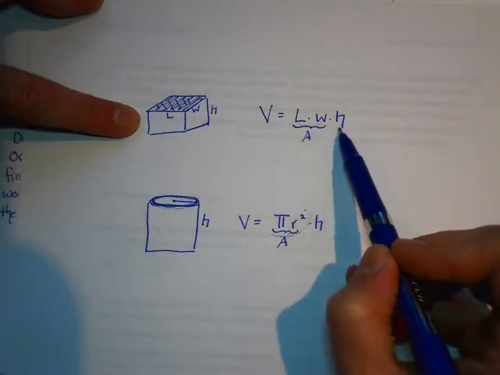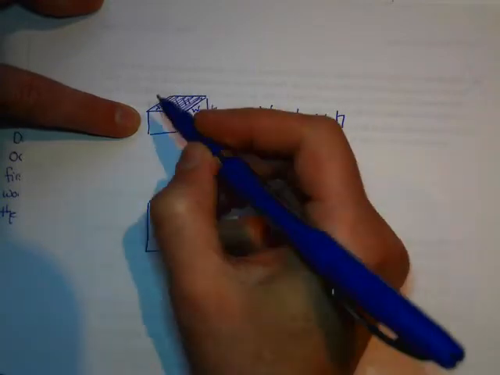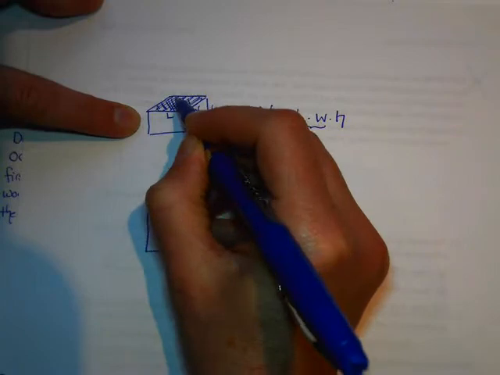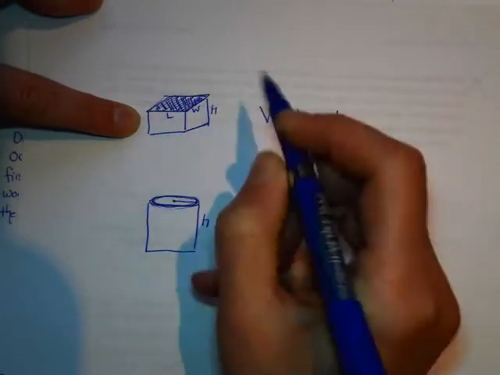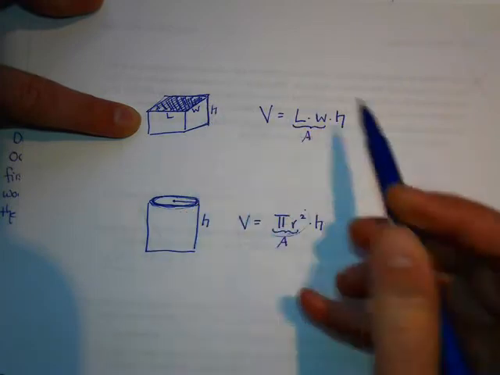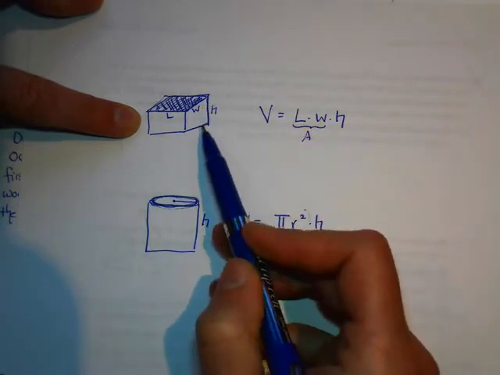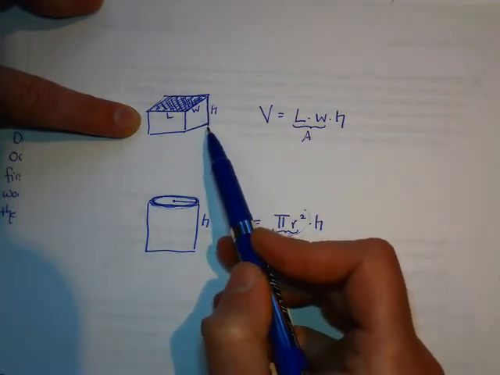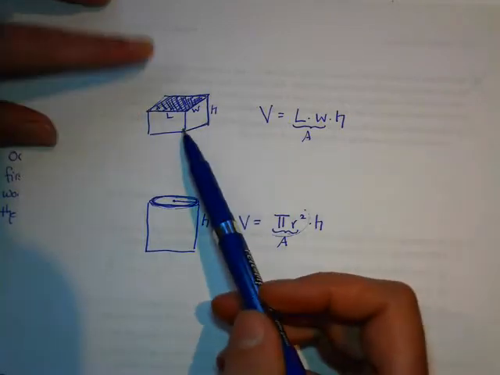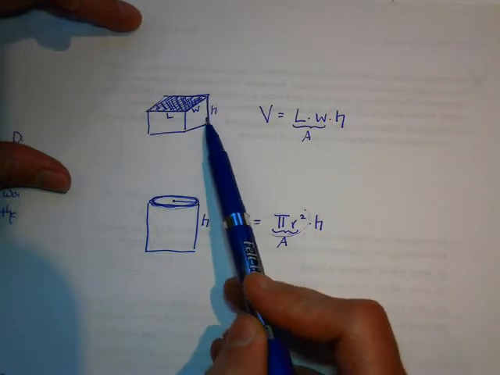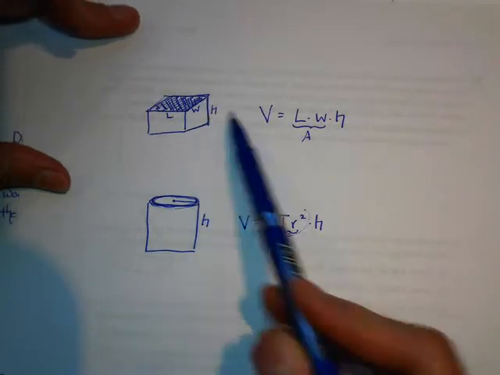So do you see the length times the width is the area of the top of a box, and then the height, the h, is how tall it is, or the thickness, if you want to. I usually think about it as the height, but it's like you have this surface area and then you have a thickness to it, or a height. And so there's where you get the volume from.